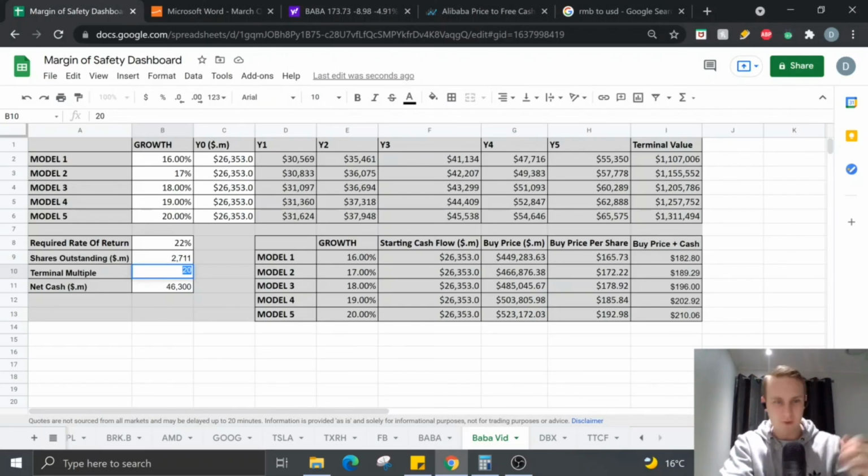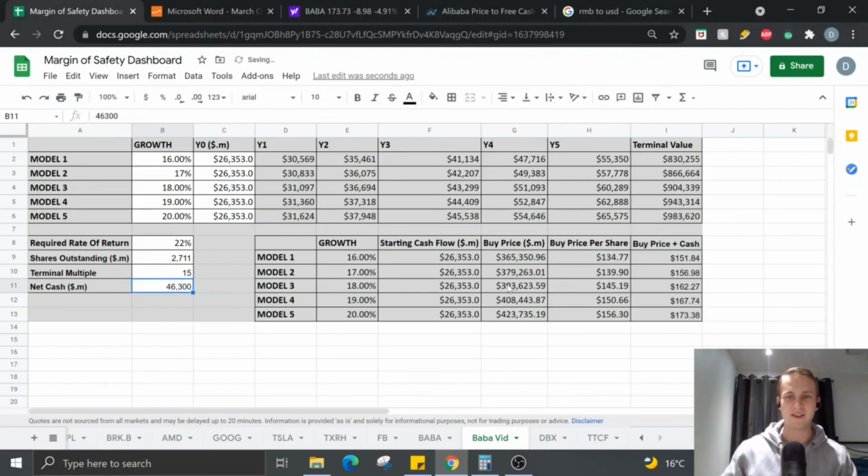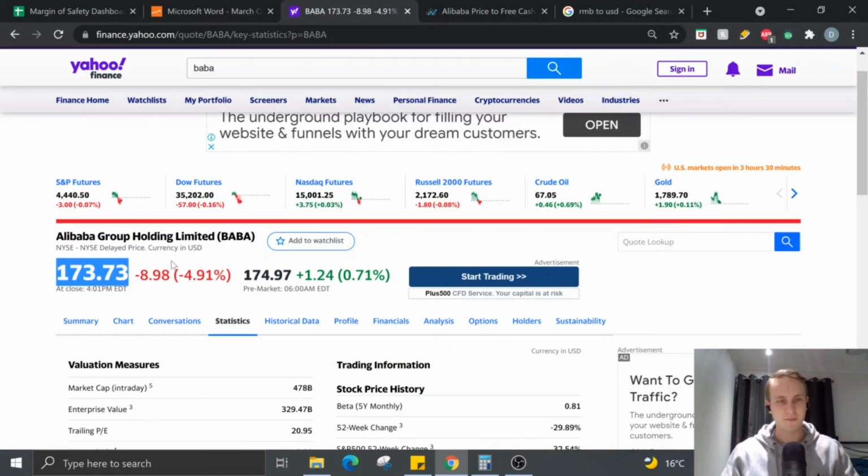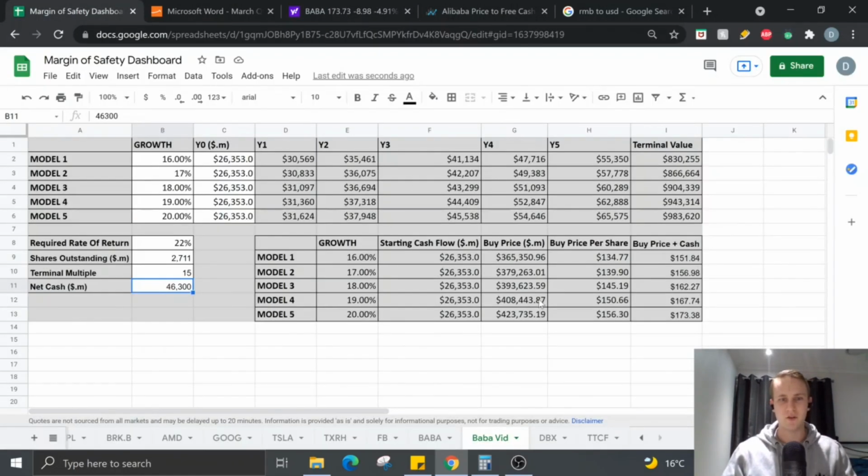I would say it would probably trend back to its sort of average between 20 and 30, if and when maybe the tensions between US and China sort of calm down. But if that doesn't happen, maybe we get a terminal multiple of 15, and you can see that this changes our buy price ranges from $150 to $173, which pretty much perfectly lines up with Alibaba's current stock price if you believe Alibaba will grow at 20% per year.